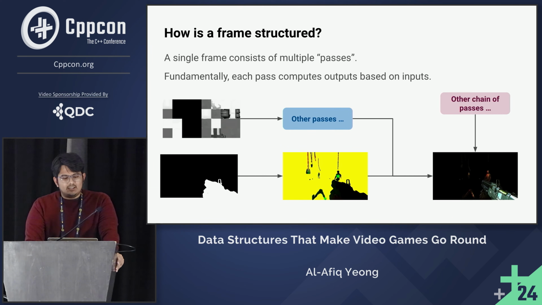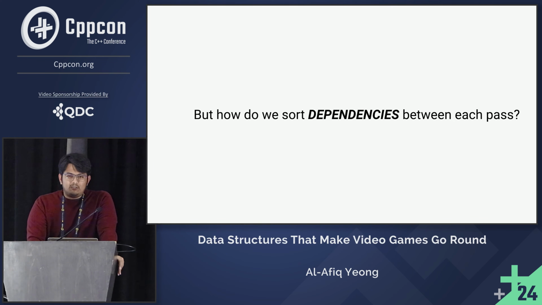Notice that there is some kind of dependency there, right? You cannot compute the velocity map without first computing the depth prepass. Same with shadow maps. You cannot compute shadow data into your scene without first computing the shadow map. So there is some kind of dependency between each pass. But how do we sort dependencies between each pass?